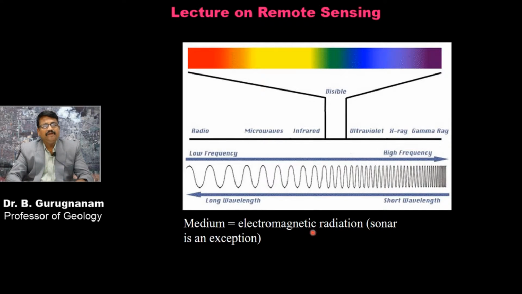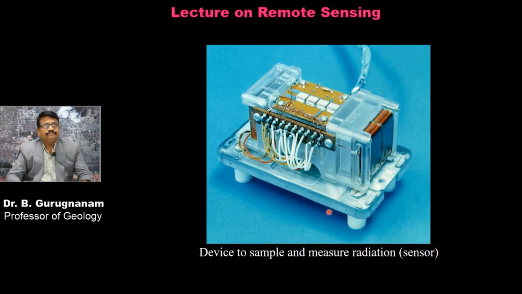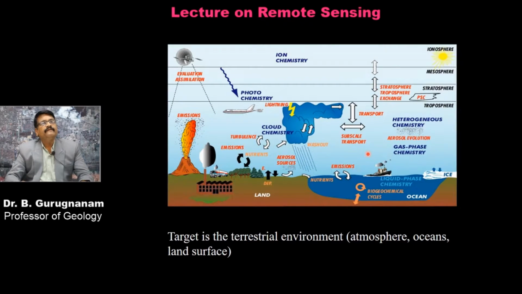The medium is electromagnetic radiation; sonar is an exception. And this is the radiation device called a sensor. This is going to be used for capturing the information from the Earth by reflected energy given by the sun. And this is the ideal situation. Target is here, your sun is here, the sun is giving energy, it travels and hits over here, and then you have your device to keep and take all this information.